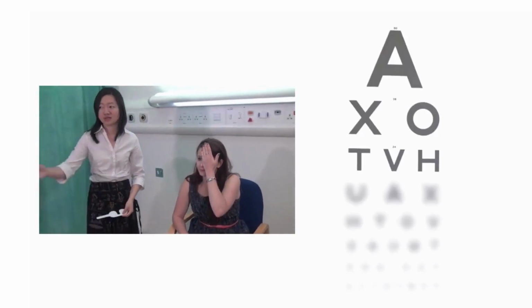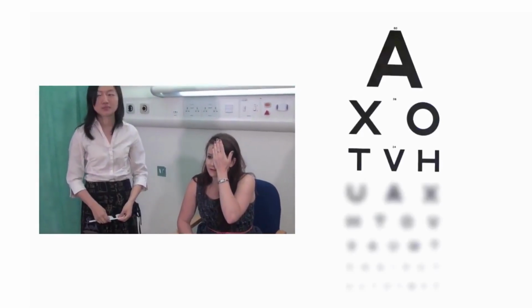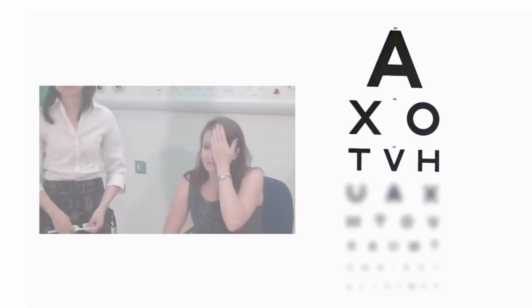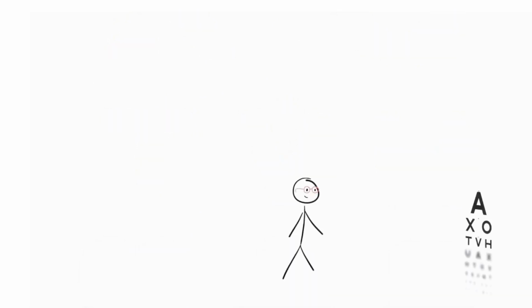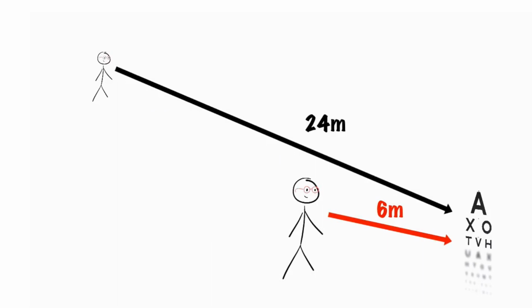Ask the patient to cover their left eye first with the palm of their hand and read down the chart to the lowest line they can. There is a number on this chart beside the line. In this case, it's 24. What does this mean? Well, it means that they can only see at 6 metres what they should be able to see, in this case, at 24 metres.